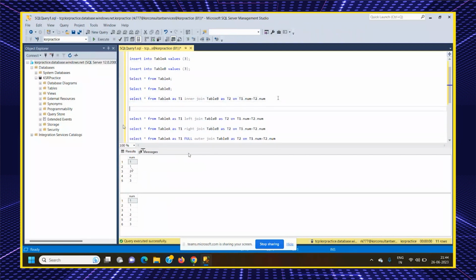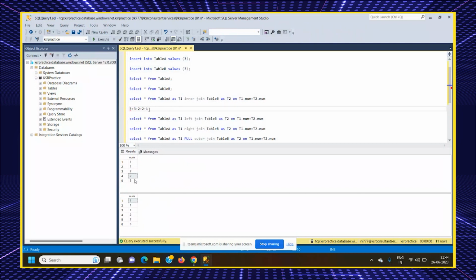For inner join, only similar or matching records would come into picture. So for every 1 in table A, we have 3 similar ones, so 3 records. For every 1, we have 3 similar records again, so 3. For every 2, we have 2 similar records, so it would be 2. For every 2, again, we have 2 similar records, so it would be 2. For every 3, we have only one similar record in both the tables, 3 and 3, so it would be 1.